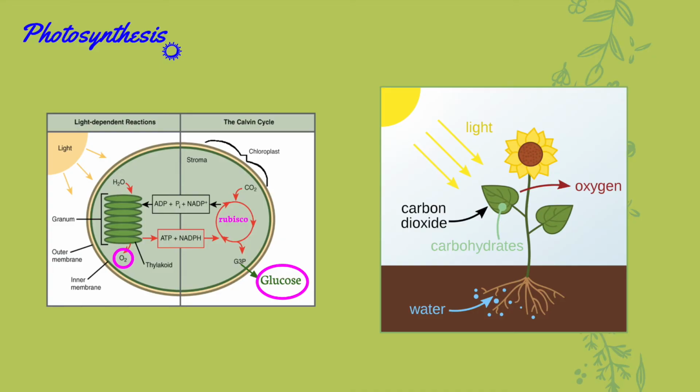The carbon fixation reactions also occur in the chloroplast of plants, more specifically in the fluid called the stroma. A key enzyme called rubisco speeds up the reaction, where carbon dioxide is converted into various carbon intermediates, which are used to make sugars like glucose.